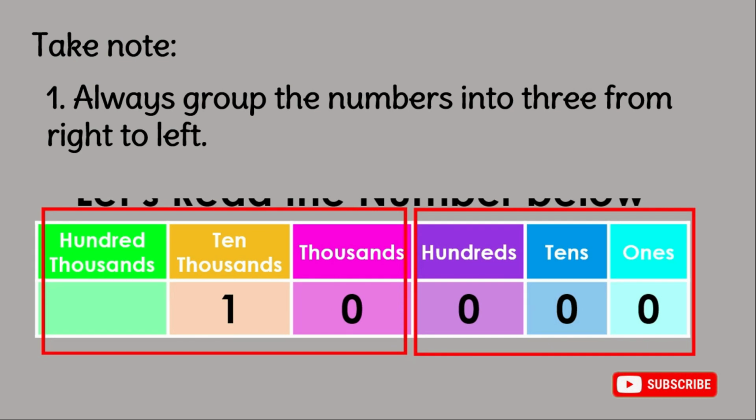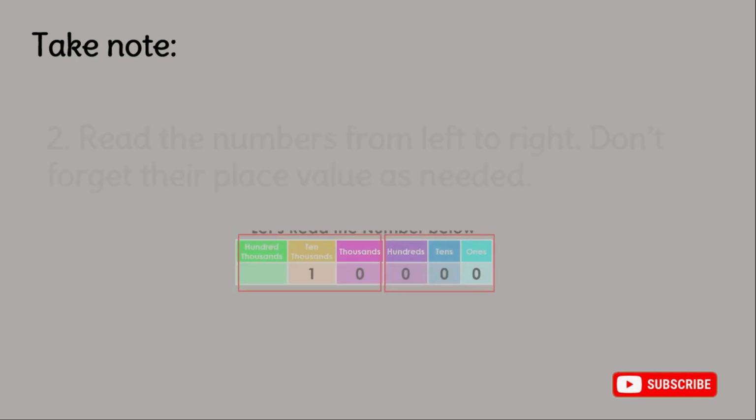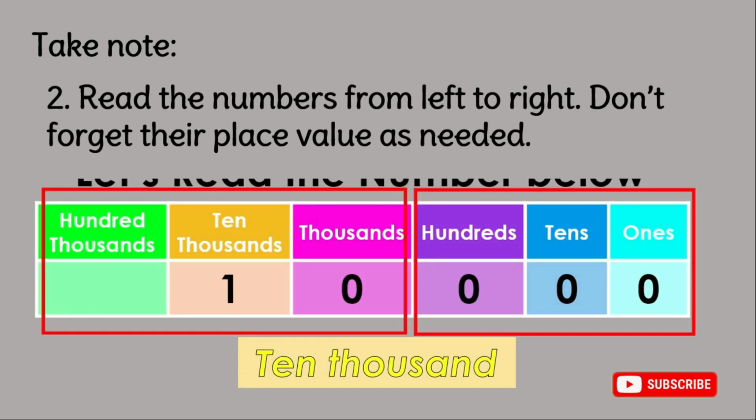Take note, always group the numbers into 3 from right to left. Read the numbers from left to right. Don't forget their place value as needed.